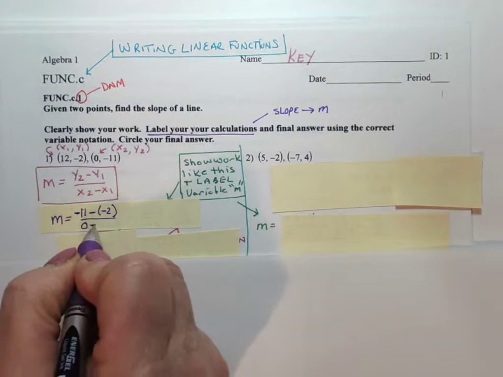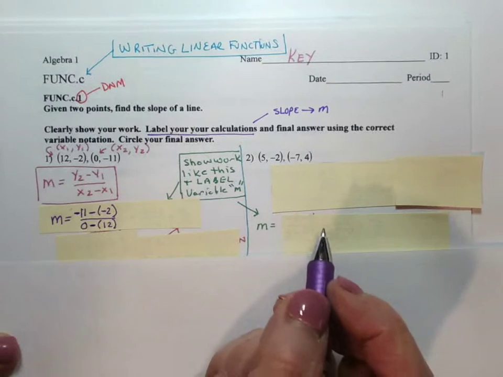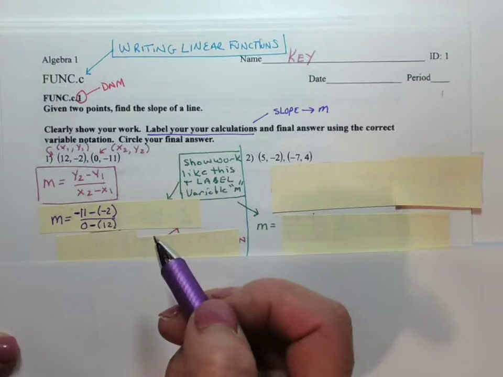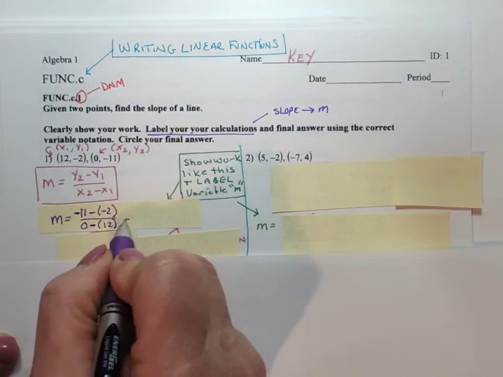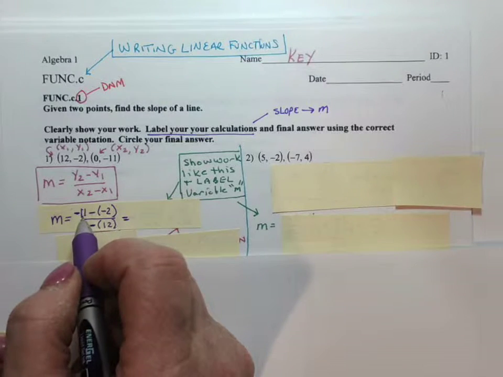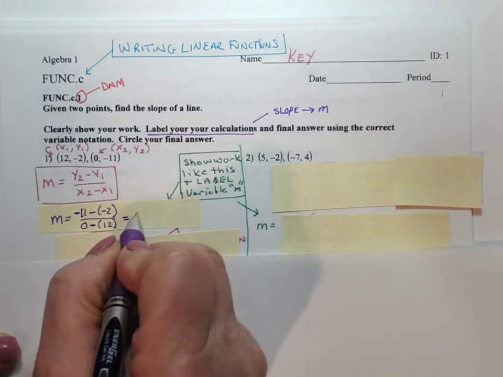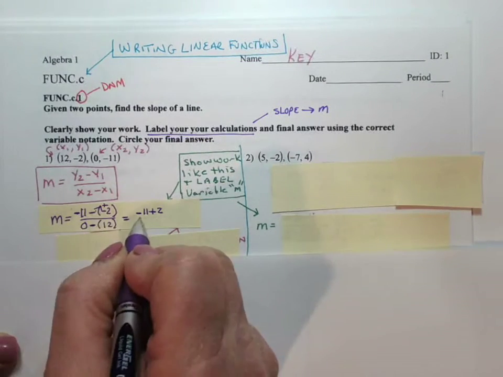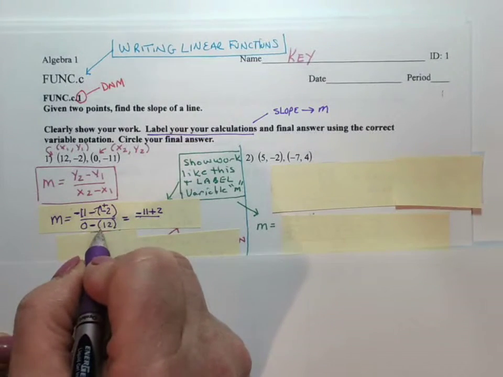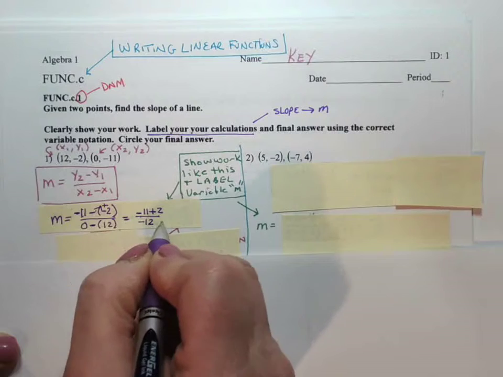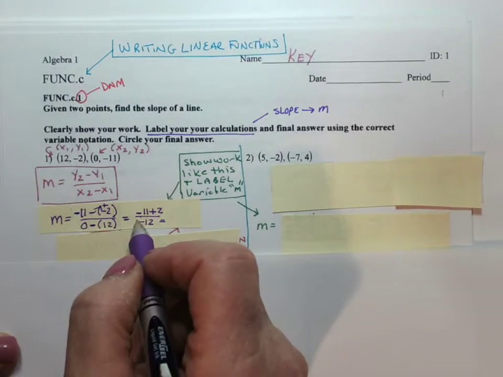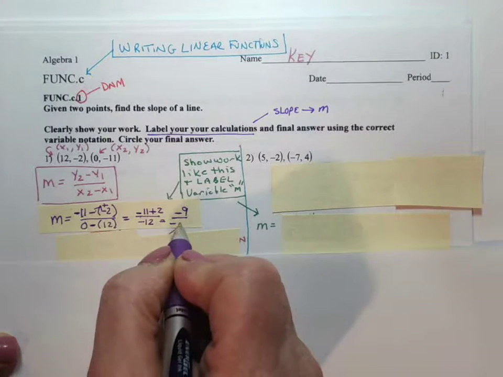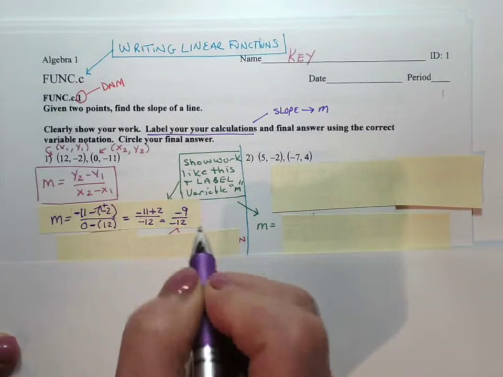So 0 minus 12. Make sure that you understand that you have to take the difference. These are the y's, these are the x's. Then I can simplify this, and I get negative 11, 2 negatives gives me a positive. 0 minus 12 is negative 12. So in the numerator, I'm getting negative 9 over negative 12.